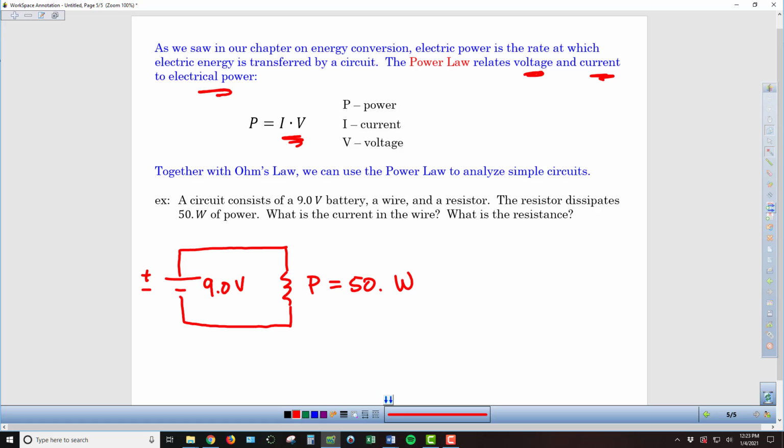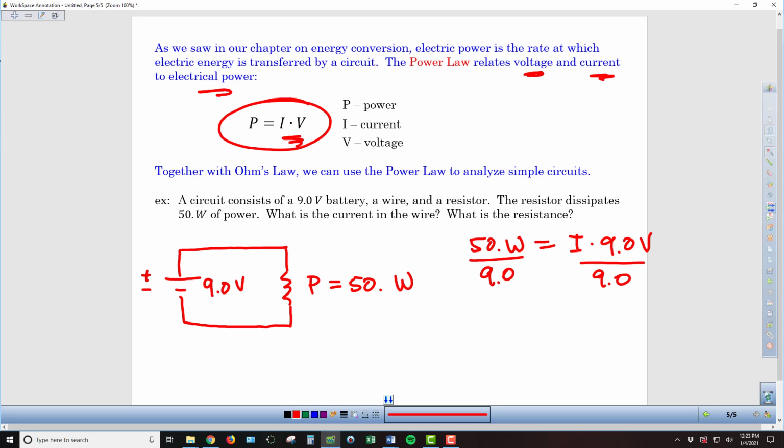So that's where we're going to start with our power law right here. We've got a power of 50 watts equal to our current, which we're trying to find, times our voltage of 9.0 volts. So if we divide both sides by 9, we're going to get a current, again measured in amps, of 5.6 amps, rounding to the nearest tenth. And then once we have that, we're asked to find the resistance in our circuit.